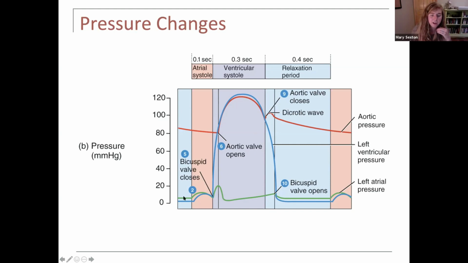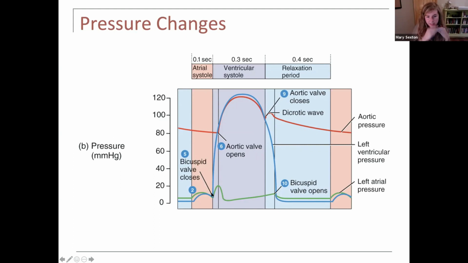Now, looking here, this is just showing the left side of the heart, by the way. The green line represents the changing pressures in the left atrium. The blue line represents changing pressures in your left ventricle. And the red line represents changing pressures in your aorta. So we're going to see that blood flows whenever pressure changes happen. All right, so here you see it's showing when our bicuspid valve closes.